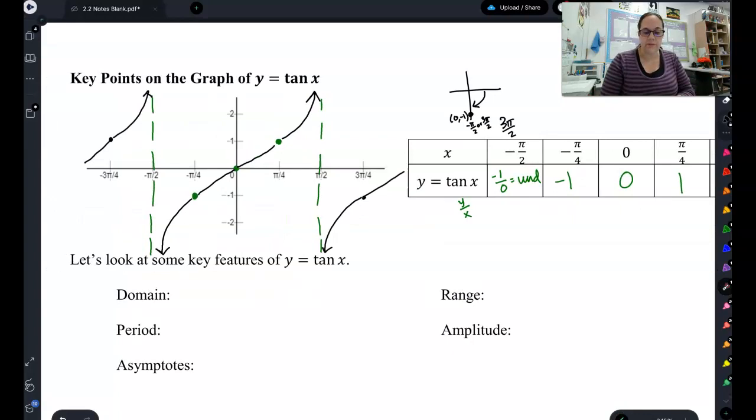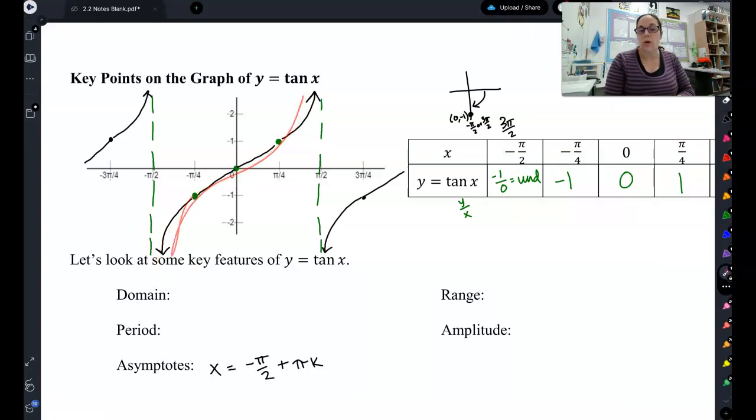Now let's look at our key features. First off, our asymptotes. The asymptotes look like they start at negative pi halves, and they are all pi apart. So I add pi to get to the next one, add pi to get to the next one. My period is going to be different this time. Notice the length of one wave of this graph is no longer 2 pi wide. One wave is now only pi wide. So the period is only pi.